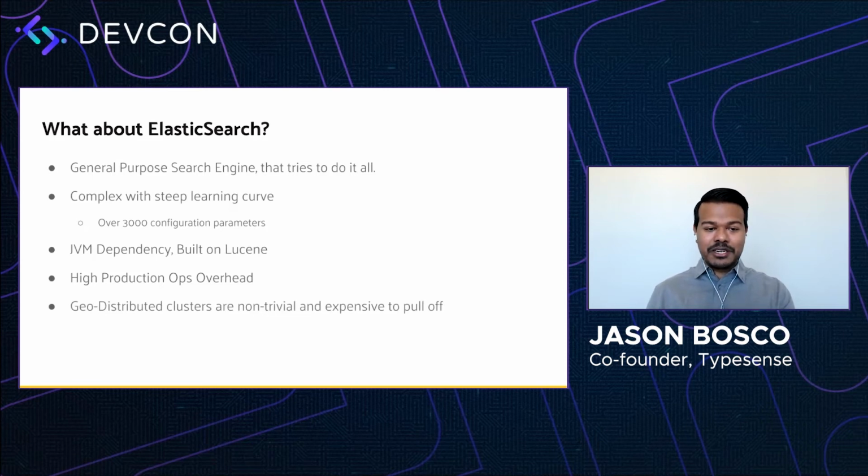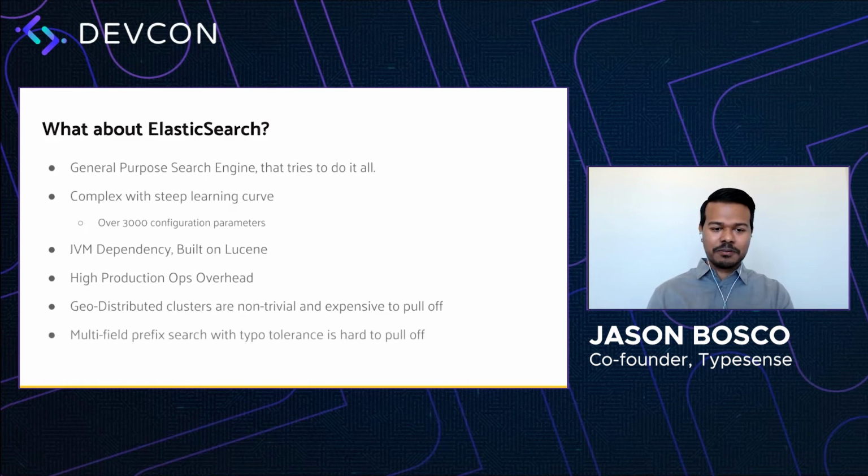The other thing that I mentioned about geo-distributed clusters, in Elasticsearch, it is possible, but setting it up is non-trivial, and getting Elasticsearch to work over high latency connections is quite the challenge. Again, you need to know which configuration parameters to tweak to get it to work. So it's expensive, and it's also time consuming to pull off with Elasticsearch. The other thing that's surprisingly hard in Elasticsearch is if you want to do multi-field prefix search and you want to have typo tolerance enabled, it took quite some time to figure out how to do it.